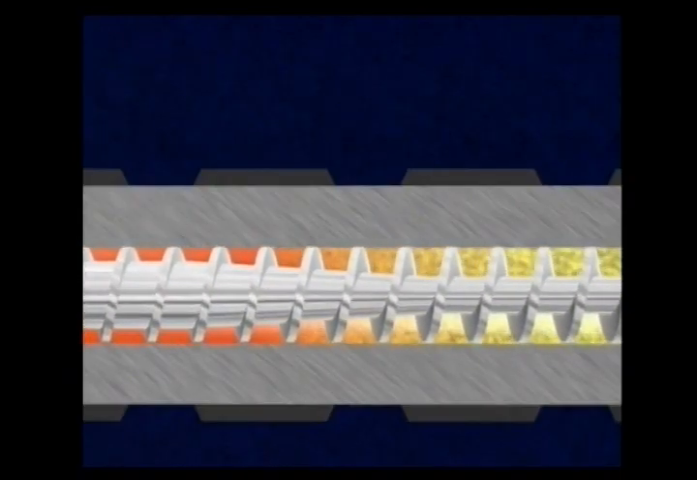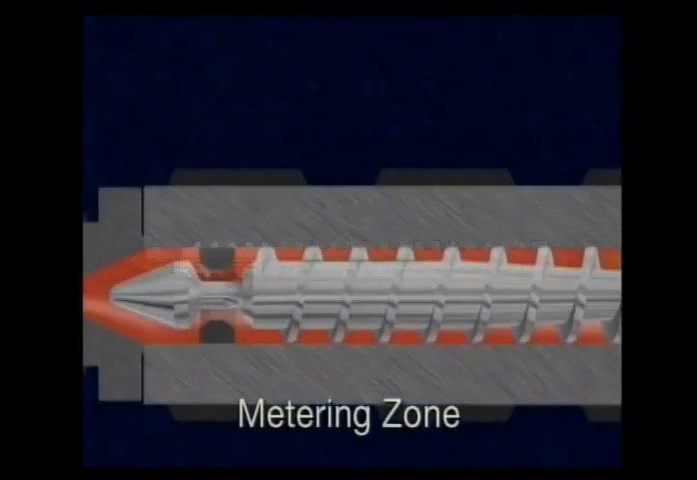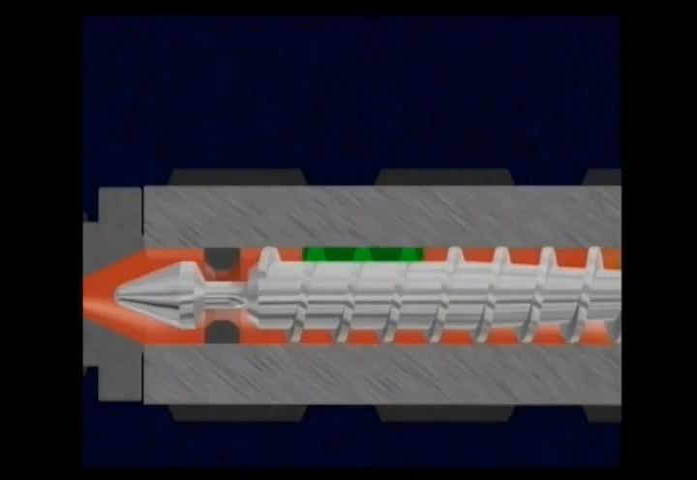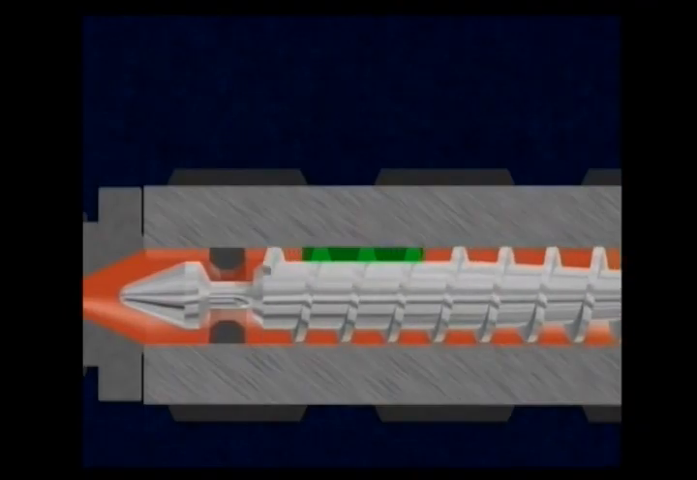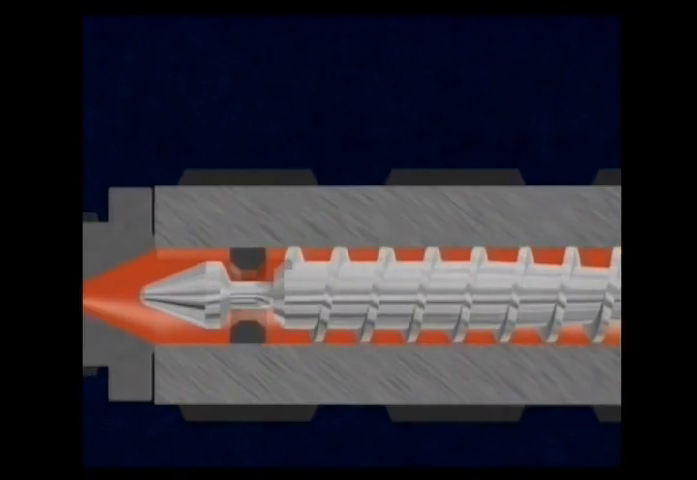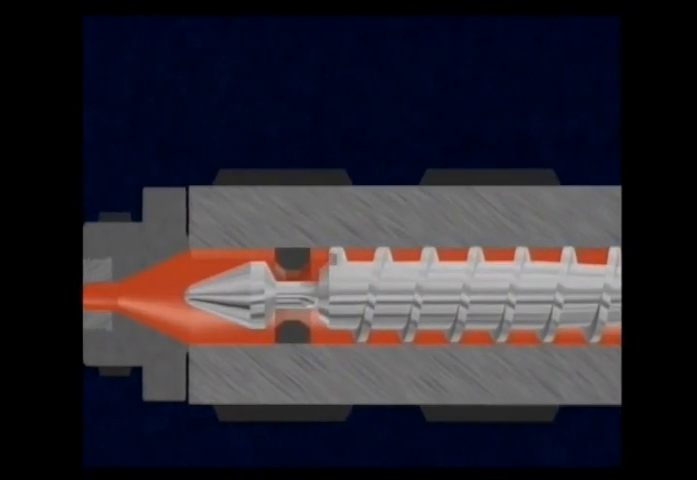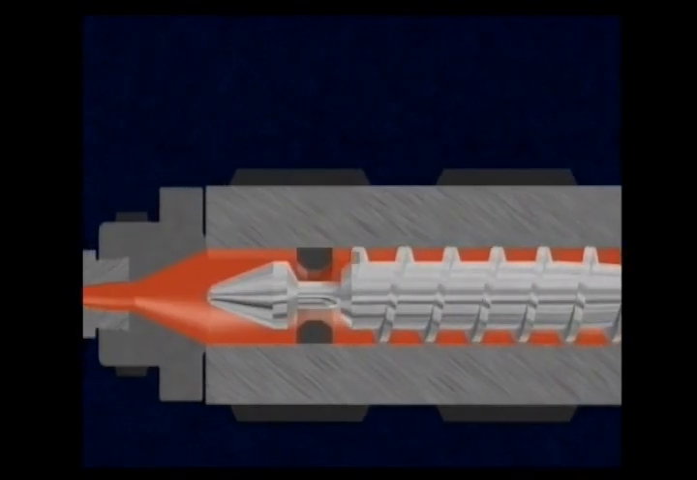The melt zone leads to the third, or metering zone. The metering zone has a constant flight depth much smaller than that of the feed zone. This section acts as a pump. The tip of the screw has a one-way valve which lets the material flow only towards the nozzle end.